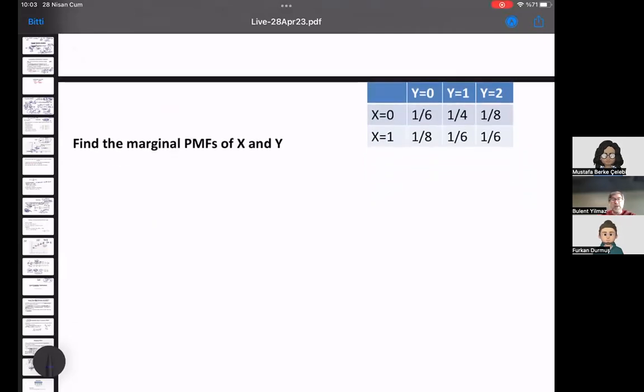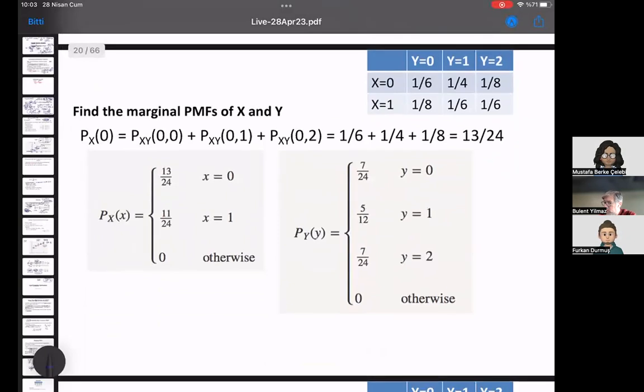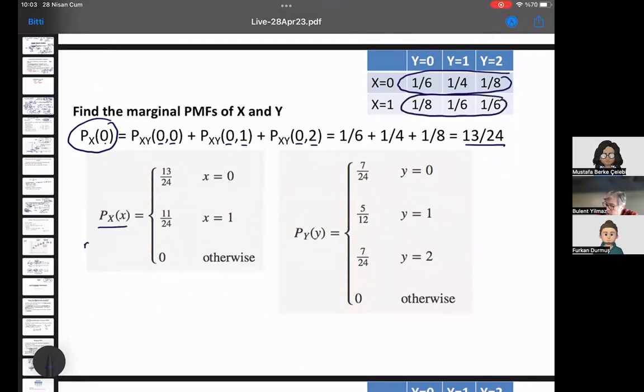So, for example, again, the same example. Find the marginal PMFs of X and Y. How can I find it? X equals 0. You see, (0,0), (0,1), (0,2). I'm adding these three and find out X equals 0, it is 13/24. And I'm going to do the same thing for this one. I'm going to add these two and find out this is marginal PMF of X.